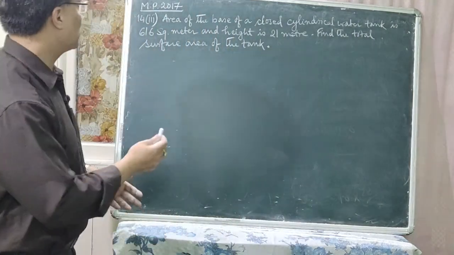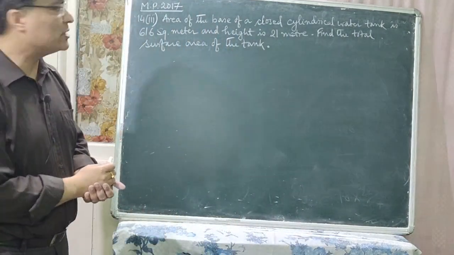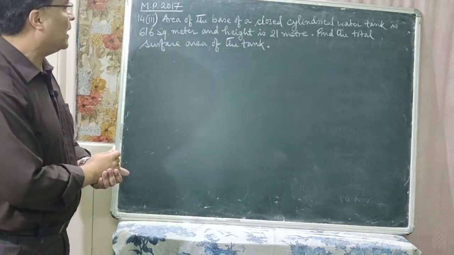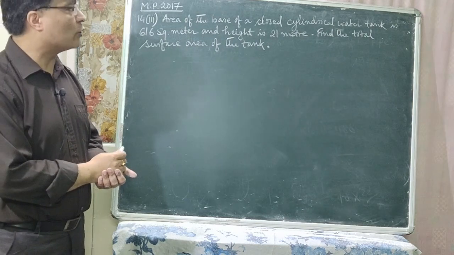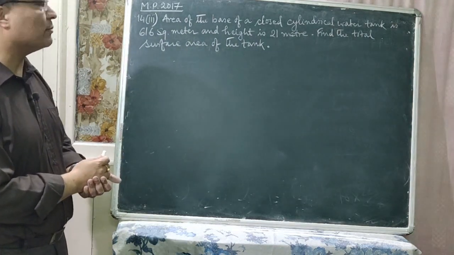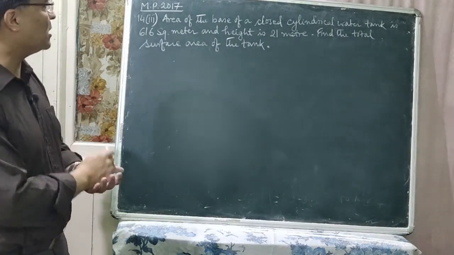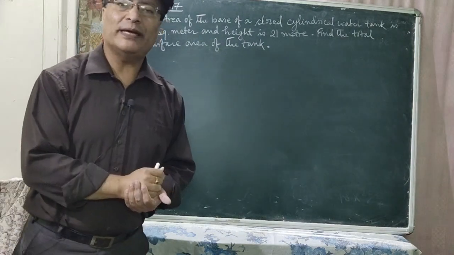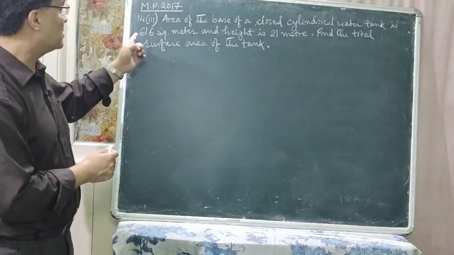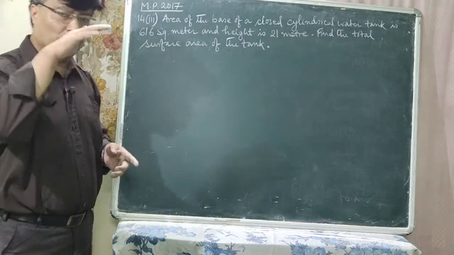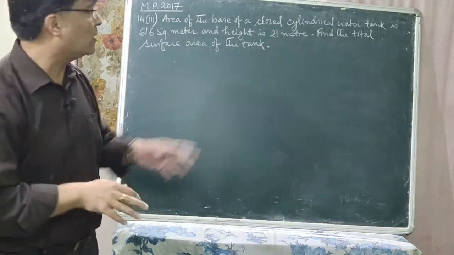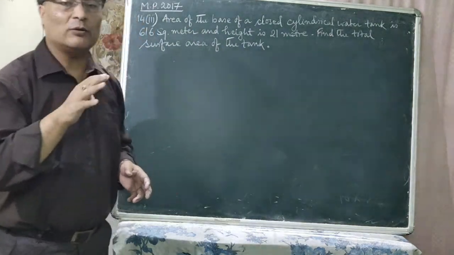So now this question is from Madhyamik Question 2017. This is question number 14, number 3. Area of the base of a closed cylindrical water tank is 616 square meter. So what is given here? Area of the base of a right circular cylinder is given. That is, area of the base is 616 square meter, but it is a closed cylindrical water tank.